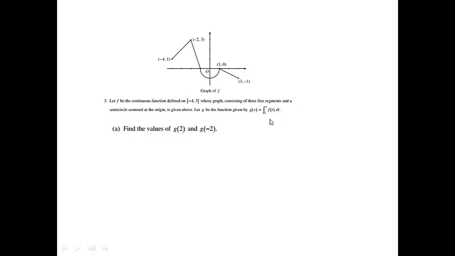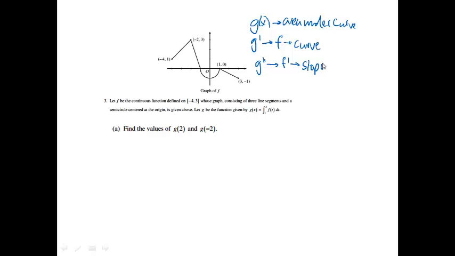Right before I do this, we usually like to write something up here, so I'm going to as well. g of x, since it's an integral, is going to be the area under the curve. And then g prime, when we take the derivative of an integral, we'll just end up with f, which is just the curve. And then g double prime will be f prime, or the slopes. So just to clarify that as we're working through.